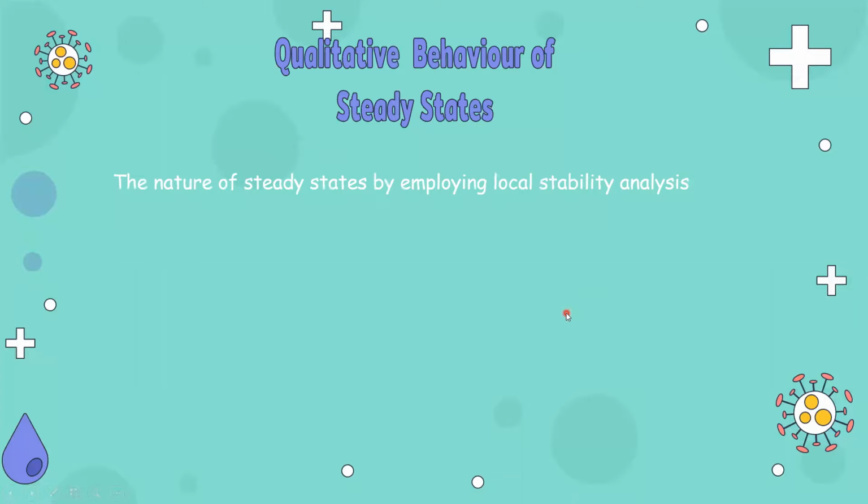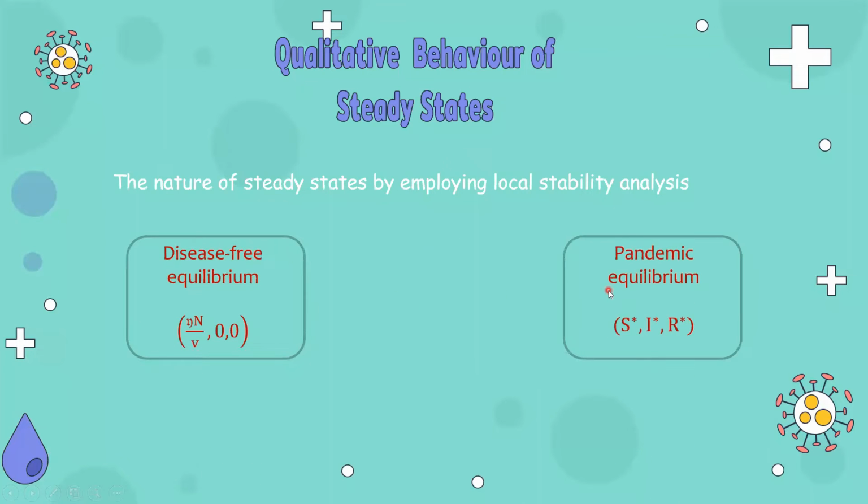Now, have you wondered why do you need the steady state? So we need to know the steady state nature first. The nature of steady state can be found by employing local stability analysis. For these two steady states, we need to find the nature by employing local stability analysis to know whether the steady state is stable or not.